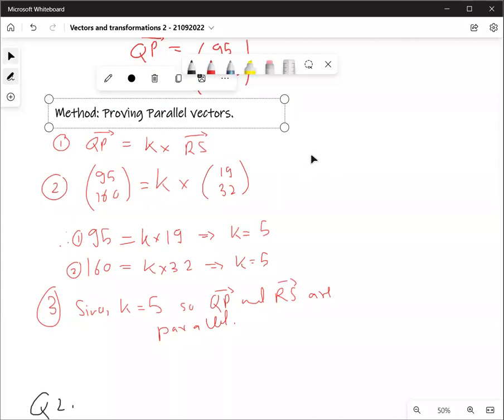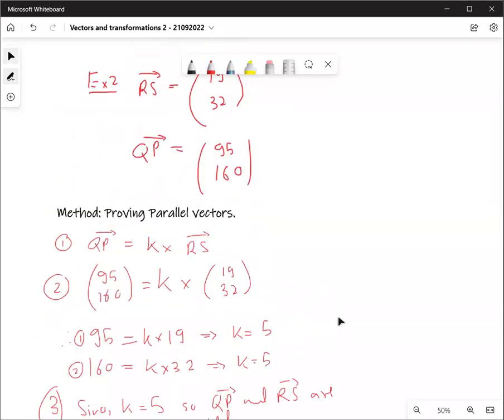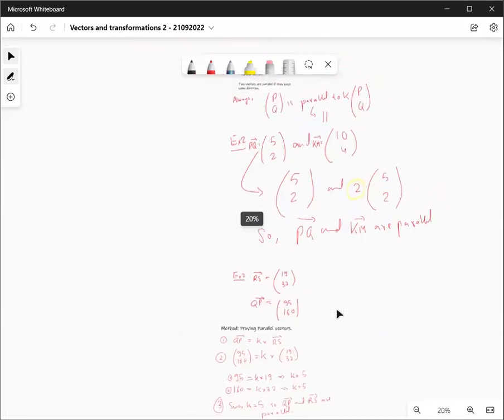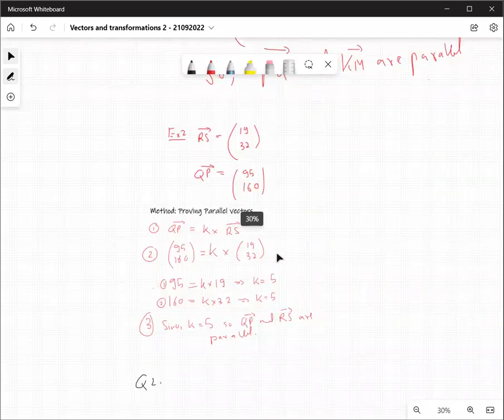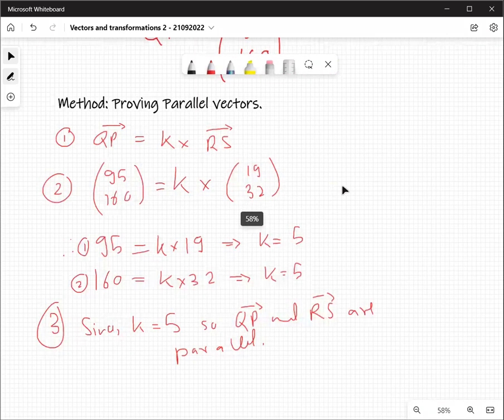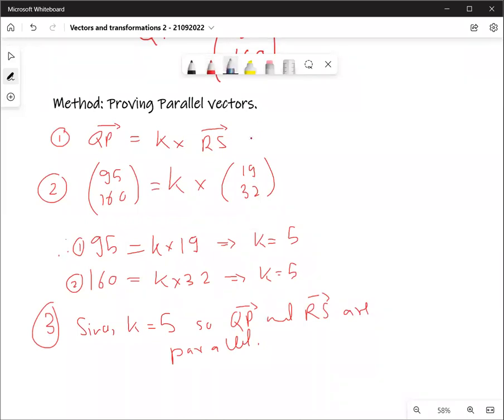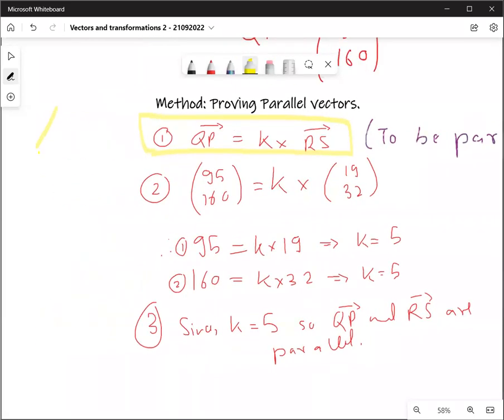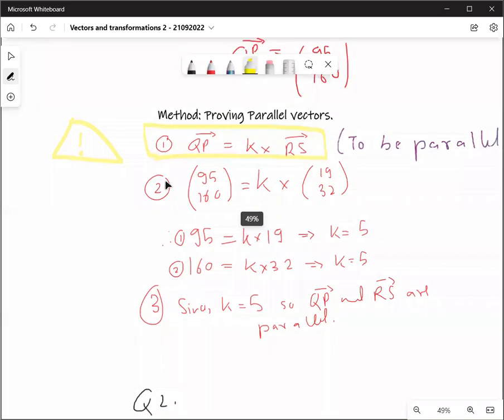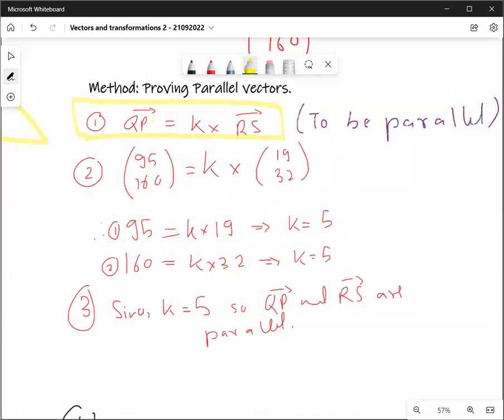Write the method for proving parallel vectors. Now to be parallel, this is an important note. This is the rule. For two vectors to be parallel, QP or RS must be some constant multiplied to the other vector. So QP must be K times the other vector, or RS must be K times some other vector.